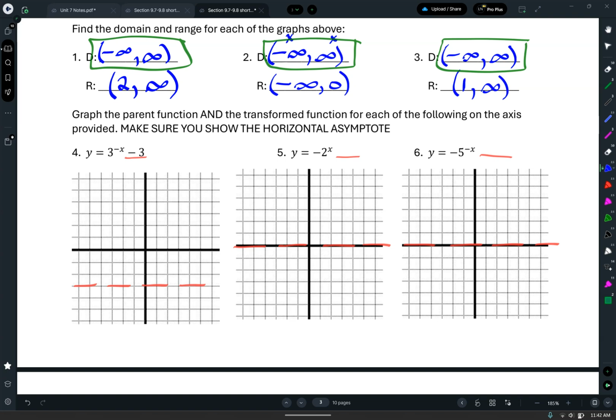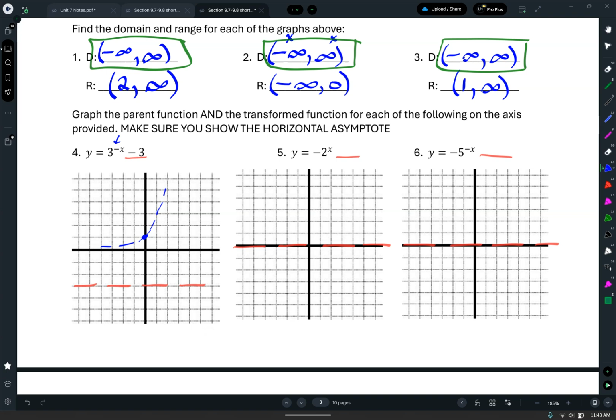Okay. So number 4, think about the basic parent function, right? It goes here and it goes this direction. That's just for us to think for a minute. That's the basic parent function. So what does that negative right there do? Well, that's the one that's on the inside on the x. It's not out in front. It's on the inside. So that's the one that's going to flip it across the y-axis.